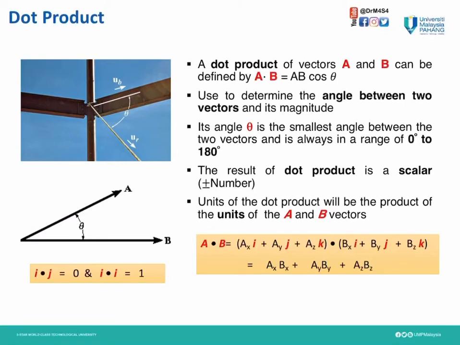Next is dot product. A dot product of A and B can be defined by A dot B equal to AB cos theta. It is used to determine the angle between two vectors. The angle theta is the smallest angle between two vectors and is always in a range of 0 degrees to 180 degrees. The result of a dot product is a scalar. Here you can see the dot product of the A and B vectors and the result.